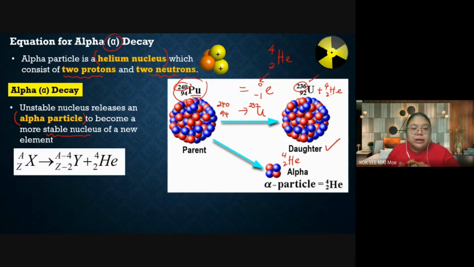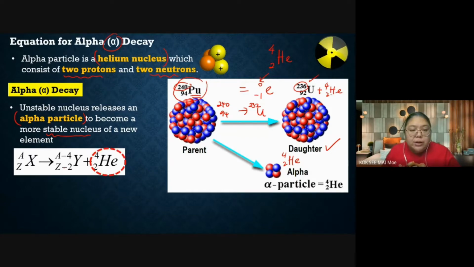Okay, now we write the equation. You can see the first one. X stands for the element, A is the nucleon number, Z is the proton number. So if one alpha comes out, that means helium. So the nucleon number needs to go -4, then the proton number -2. So just simple. You learned this from your chemistry.